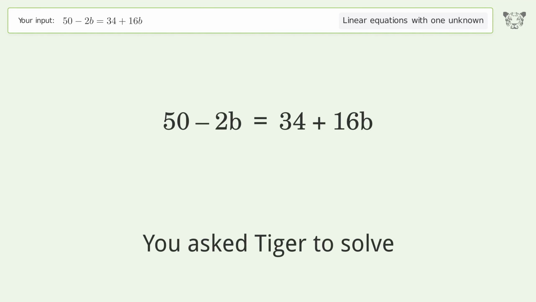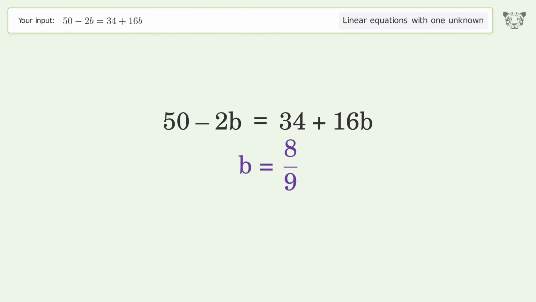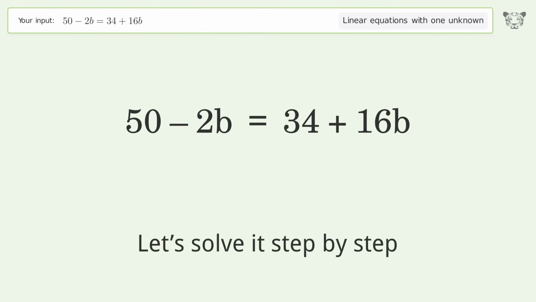You ask Tiger to solve. This deals with linear equations with one unknown. The final result is b equals 8/9. Let's solve it step by step.